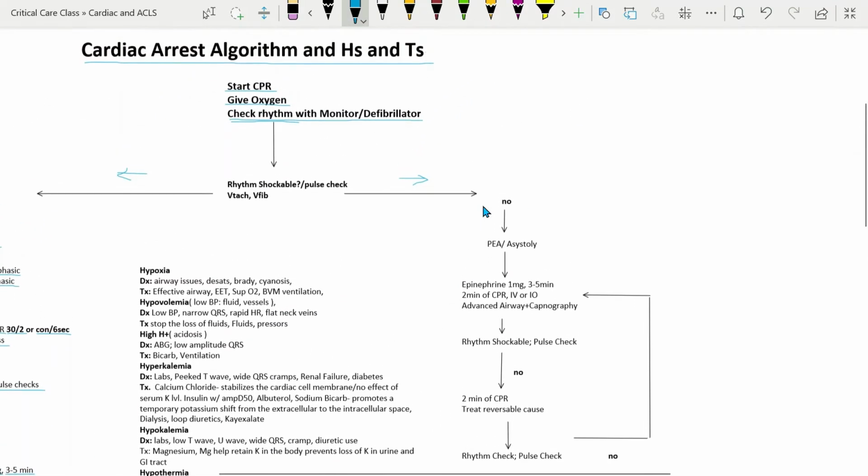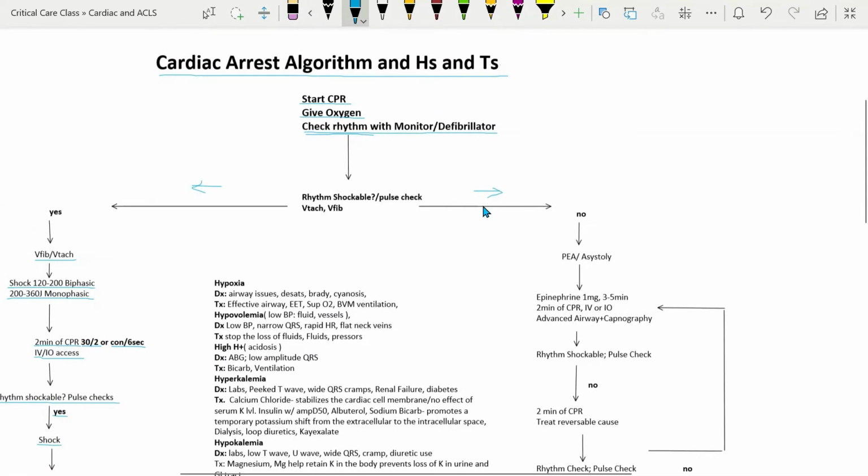If at any pulse check and rhythm check there is asystole or pulseless electrical activity on the monitor, then the pathway of the algorithm is changed to the second pathway, asystole and pulseless electrical activity, where there are no shocks, amiodarone or lidocaine, only delivery of compressions and epinephrine every 3 to 5 minutes.